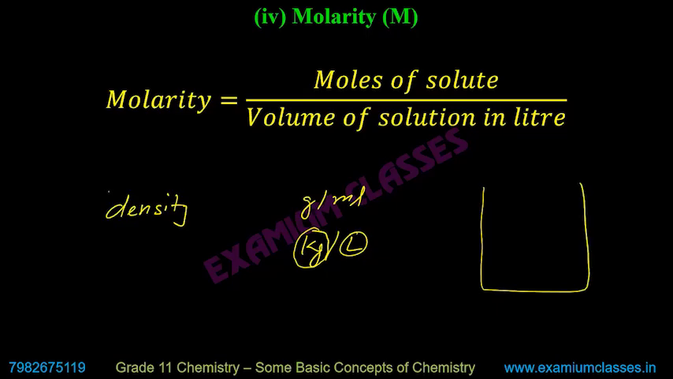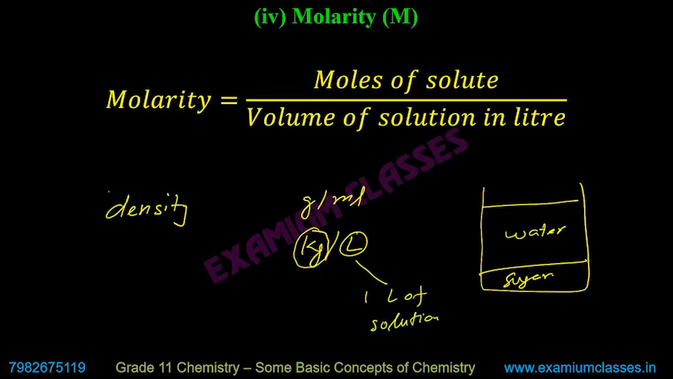If I have a sugar solution, I have water and I have sugar in it. So if I have 1 liter of total solution, meaning water plus sugar, then how much mass of sugar is there? That is density. Now, if I say molarity, the difference is, instead of kg, I change it to mole, and then it becomes molarity.